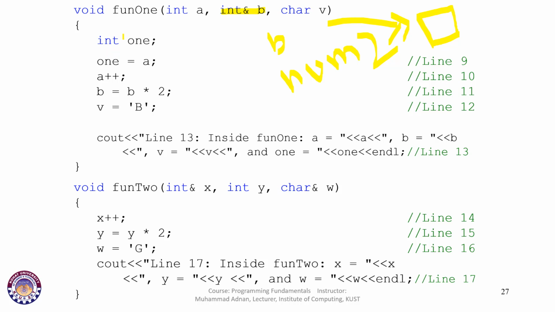So inside this function 1 we declare another variable called l, assign the value of a, which is I think 10, to num1, incremented, we multiply b by 2. So remember, this change will also be reflected in the main function because here we have got the address of num2. We assign b to the variable v, and then we display these variables. Inside function 1 we display the value of a, the value of b, and the value of the v variable, and we also display the l variable.